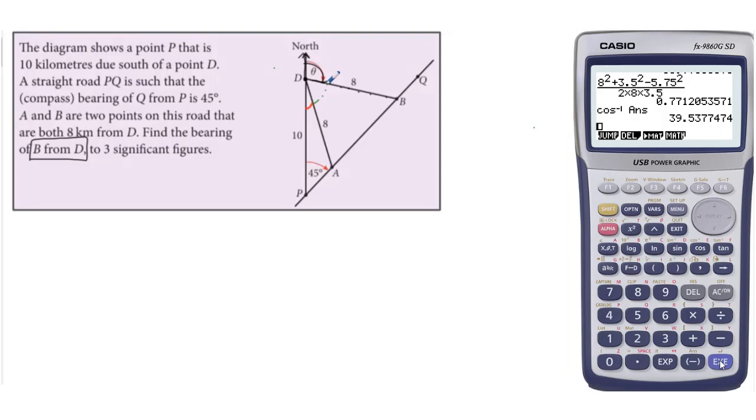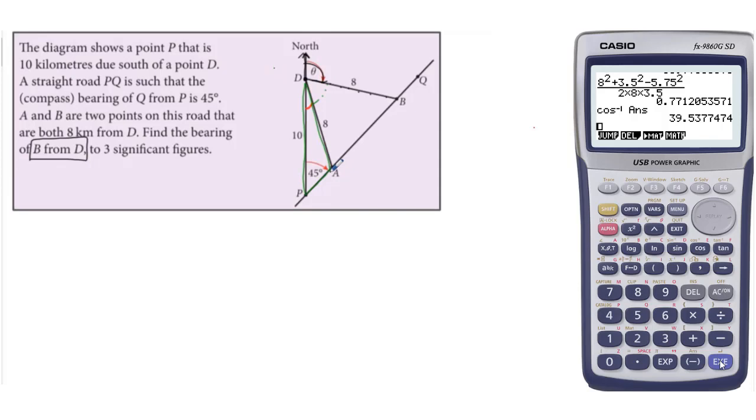We certainly can't use the cosine rule because you can only use that to find an angle when you have all 3 sides in a triangle. So in triangle APD, we only have 2 sides. We have the 8 and the 10. So there's no right angle. It's got to be the sine rule.